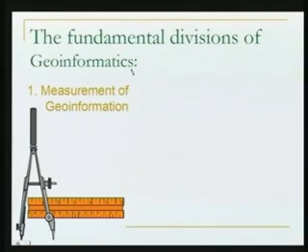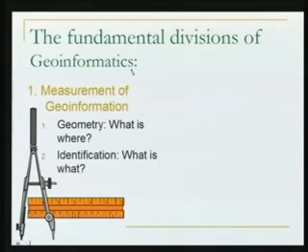Now in measurement also there are two parts. This is very interesting and very fundamental, so we should understand this. First part in measurement of geoinformation is geometry. We want to see what is where. We'll explain it by an example in a moment. Then we also want to know what is what. That is the identification. Here is an example.